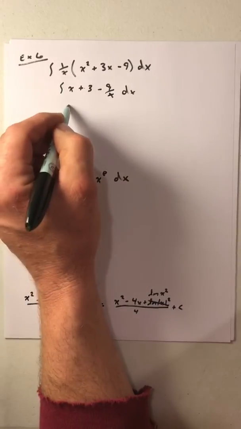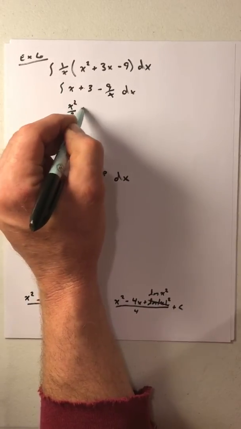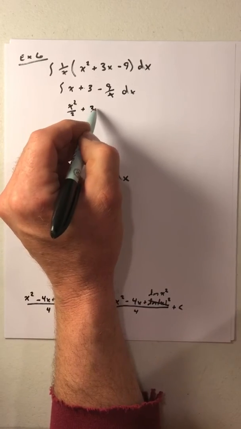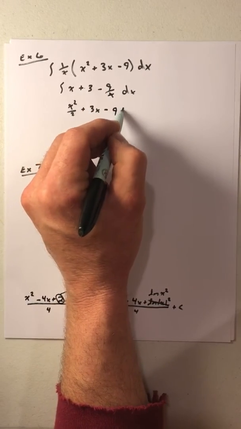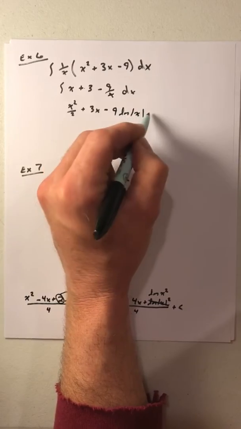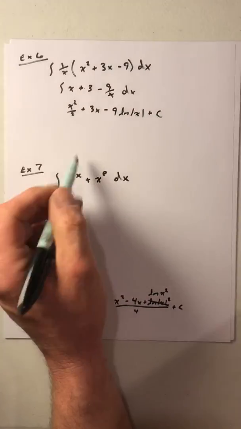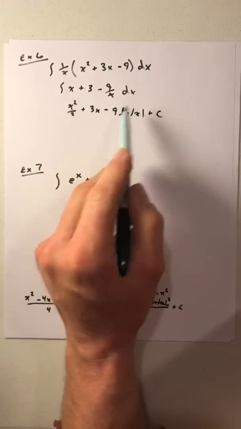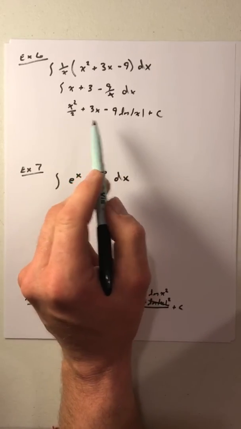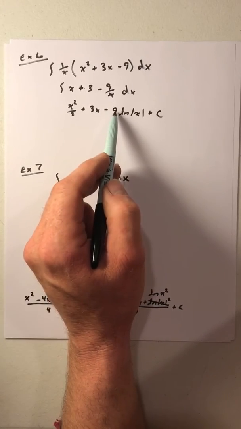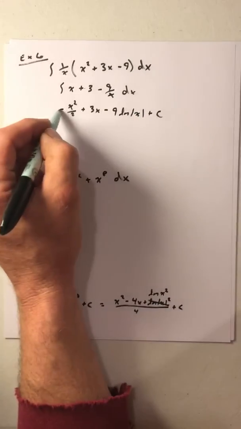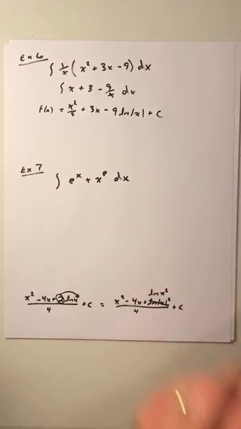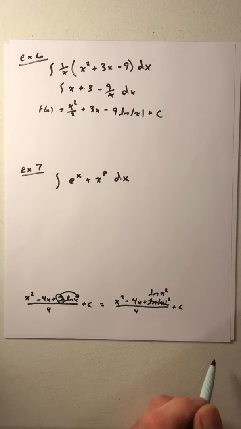The integration of x gives us x squared over 2. The integration of 3 gives us 3x. The integration of 9 over x gives us 9 natural logs of the absolute value of x plus c. Again, we could find a common denominator. We could take the coefficient and bring it up as our exponent. But at this point, we're good.